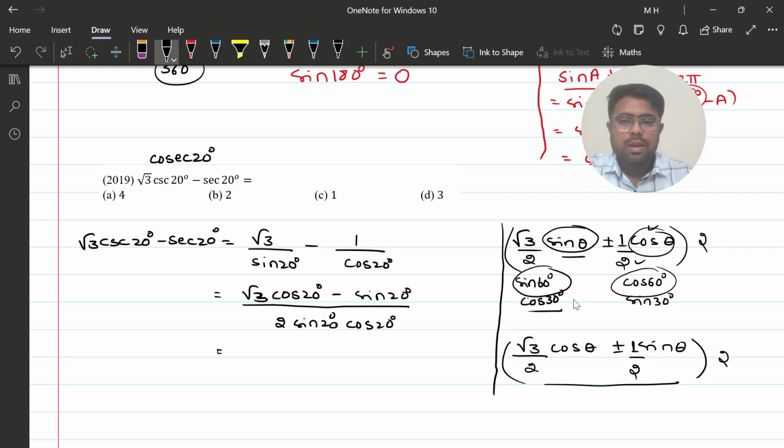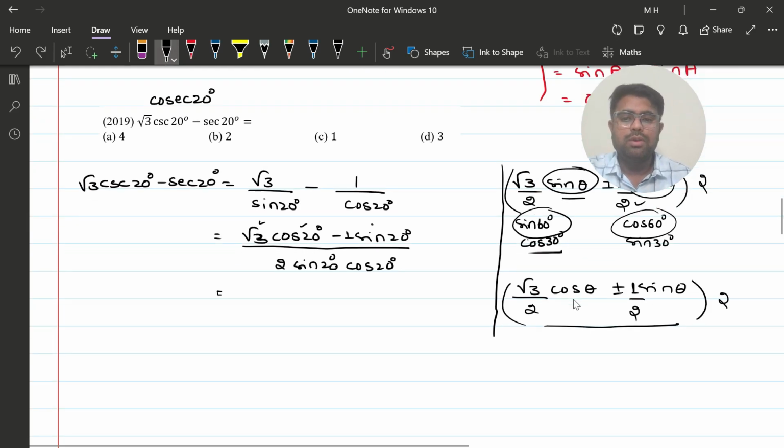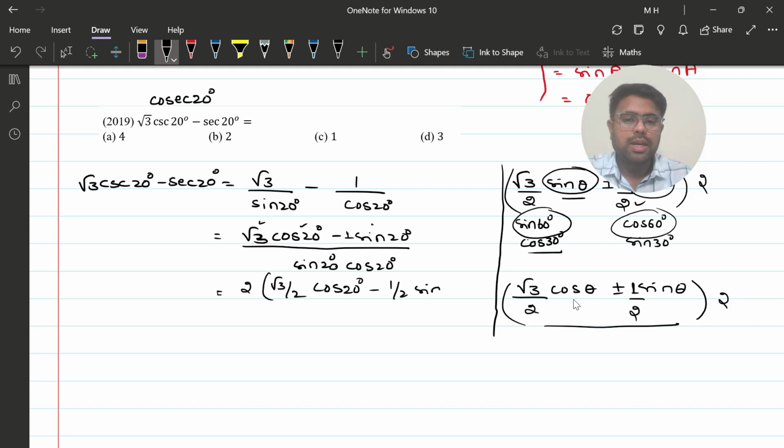Now look, here I have root 3 cos and 1 sine. Is it similar to what we did here? Yes, it is very much the same. So what I'll do is multiply and divide by 2. So it is going to be 2 times root 3 by 2 cos 20 degree minus 1 by 2 sine 20 degree, divided by, in the denominator, sine 20 into cos 20.